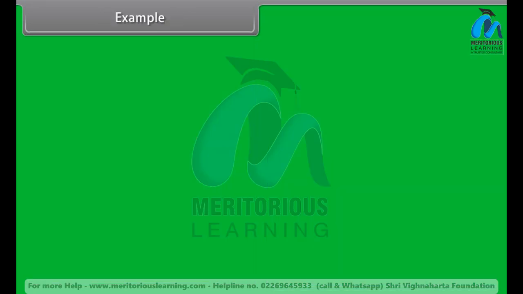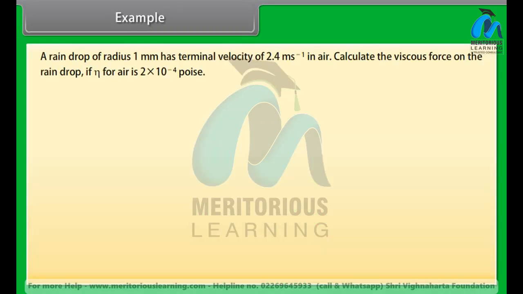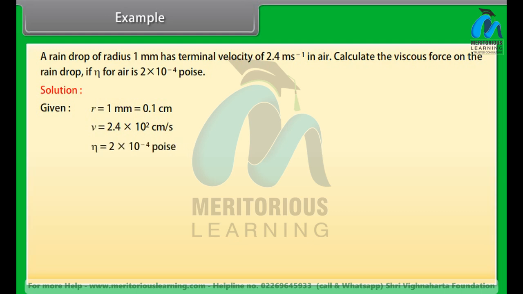Example. Let's take an example on Stokes' law. A raindrop of radius 1 millimeter has a terminal velocity of 2.4 meters per second in air. Calculate the viscous force on the raindrop, if eta for air is 2 × 10^−4 poise. Let's see the solution. Given values are r = 1 millimeter, which can be written as 0.1 centimeter, v = 2.4 × 10^2 centimeter per second, and eta = 2 × 10^−4 poise.